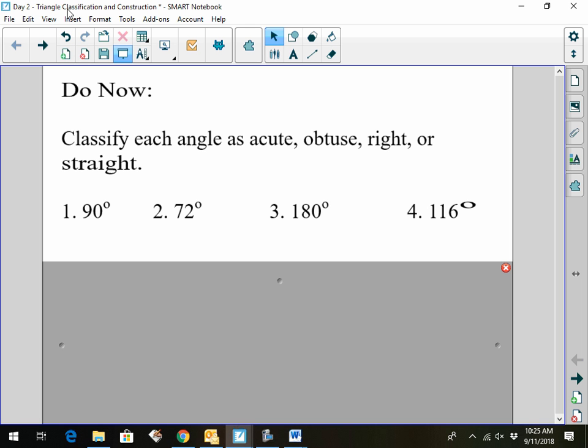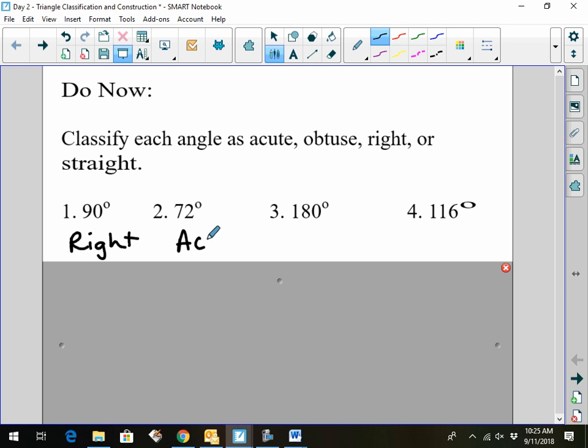As we classified each of these, we know that our first answer, if we have 90 degrees, we have a right angle. 72 degrees is acute. 180 degrees is a straight angle, and 116 degrees is obtuse. So these are different angles that we've seen before, which will help us with what we're doing now.